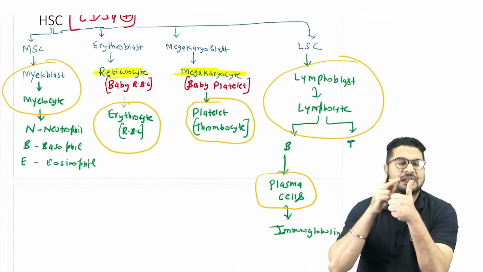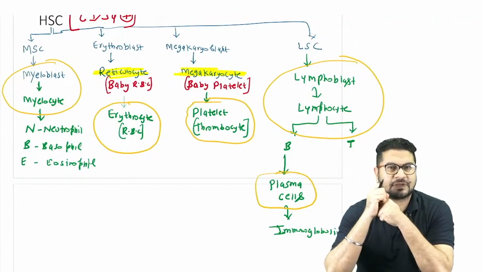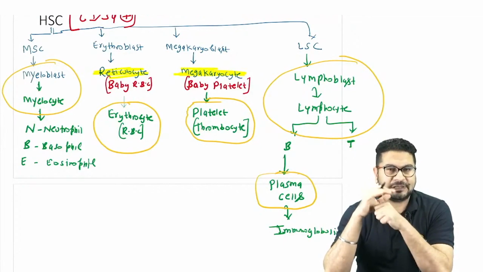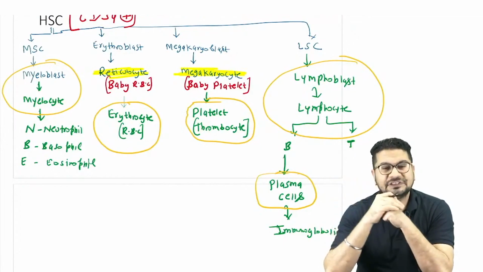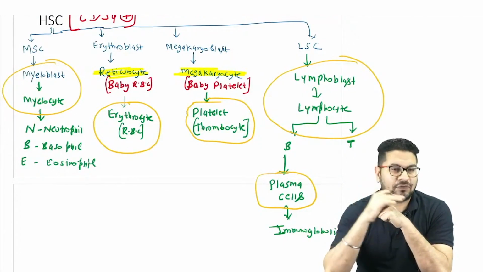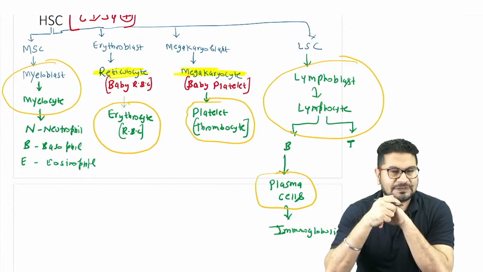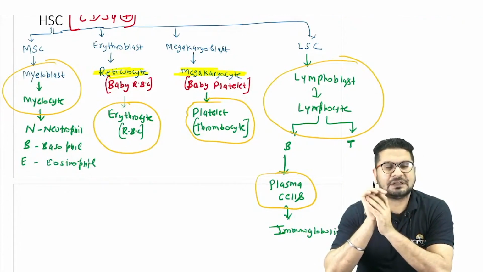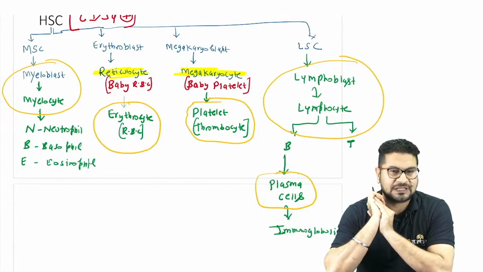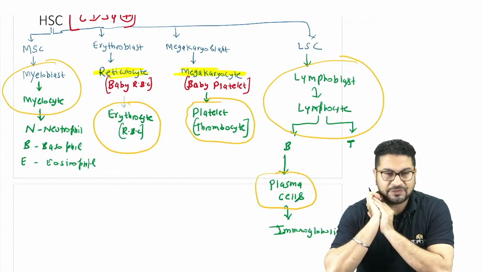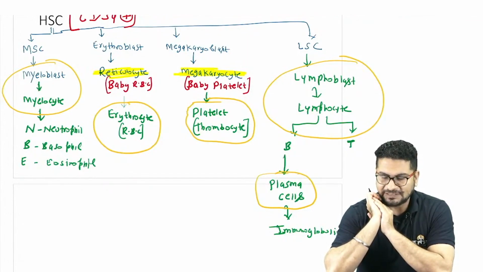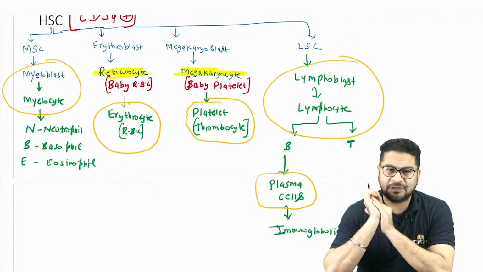See once again: anemia, RBC disorder, platelet disorder, WBC disorder also called leukemias and lymphoma, and plasma cell disorder. Plasma cell disorder means multiple myeloma. Am I clear? So here I just want to give you a basic thing. Understand this, plasma cell tumor is called multiple myeloma.